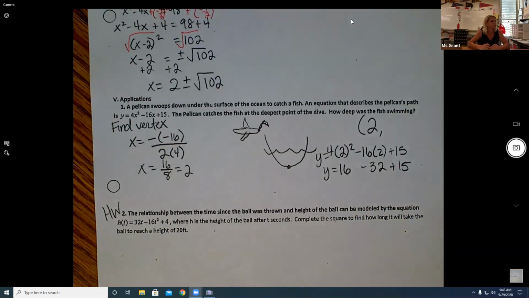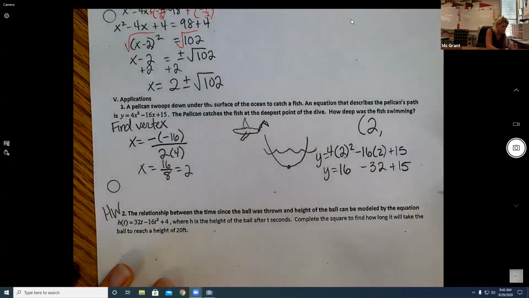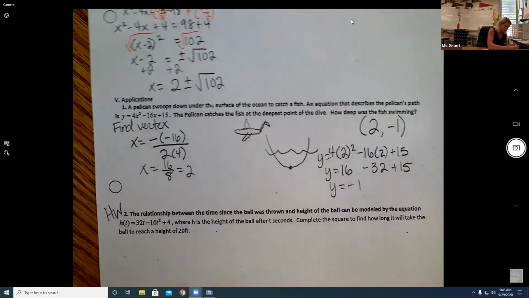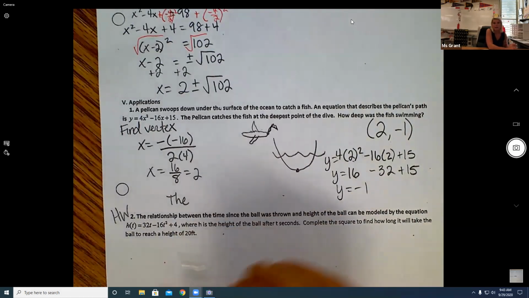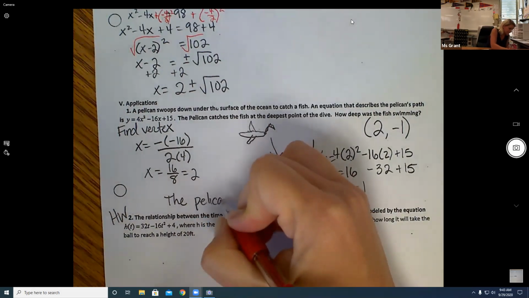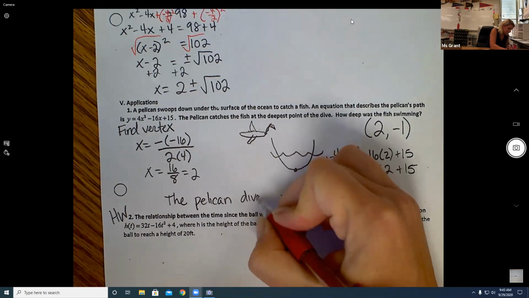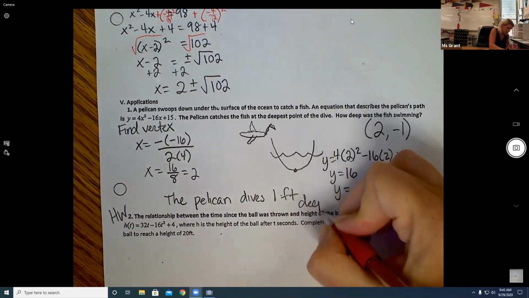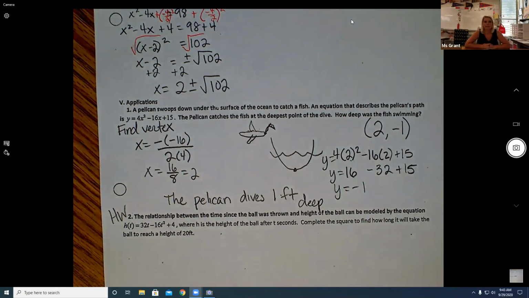Good? Negative 1. The y value of my vertex is the lowest point. The pelican dives 1 foot deep. It likes the fish that are on the surface of the water, and that's the whole point. It opens its mouth and catches the fish in its giant mouth.